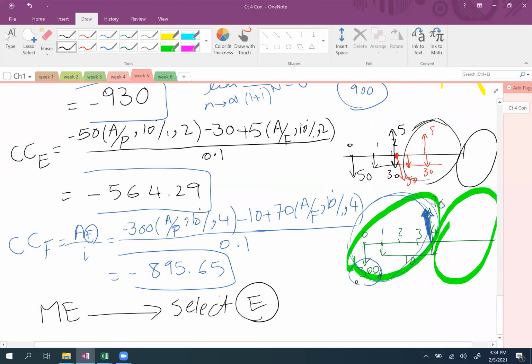If the projects are independent, you will compare them with do nothing, which in this case, you will not really do anything, and you will not select any of the projects. But if they are mutually exclusive, you can select alternative E.